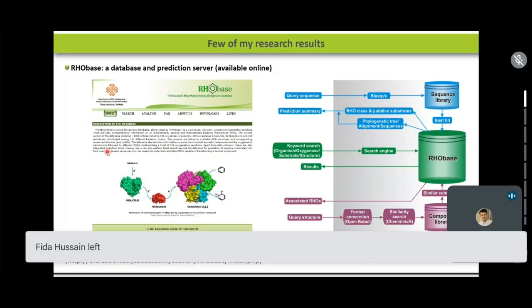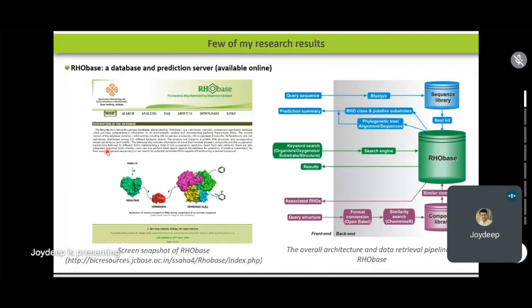Because during all this analysis I ended up with a lot of data, and I had to gather the data from various sources, I felt, why not make a database itself, so that fellow researchers like me who are working on this particular enzyme system can benefit. That was in 2014, when we published an online database which is available online. Anybody can go and access it, which is basically a database as well as a prediction tool.